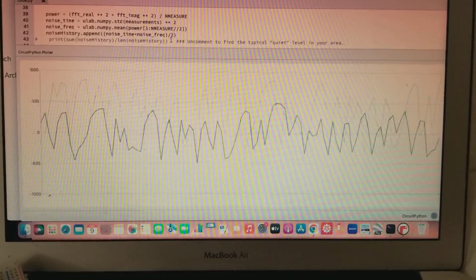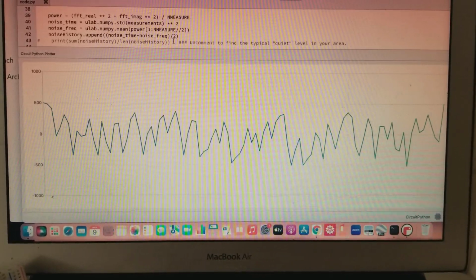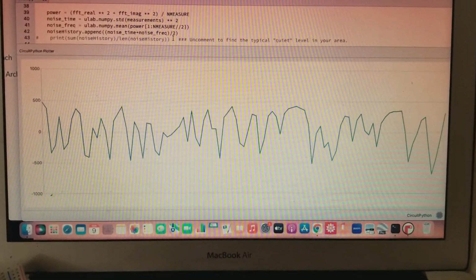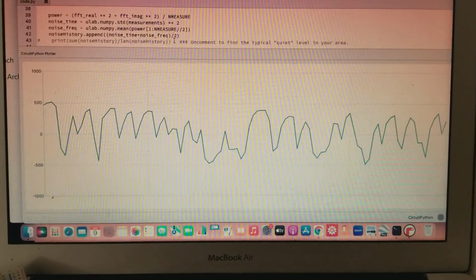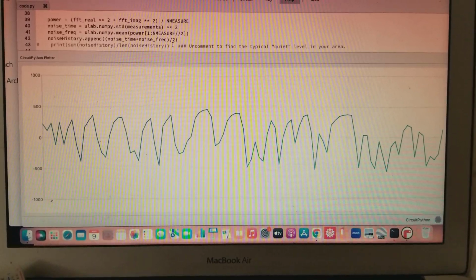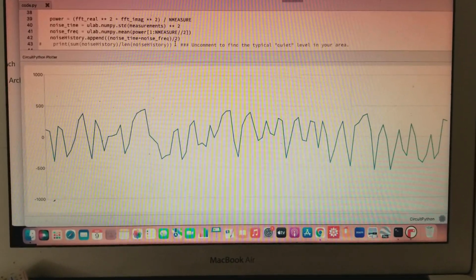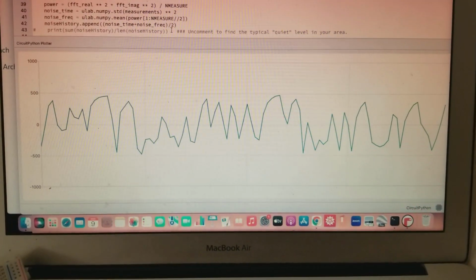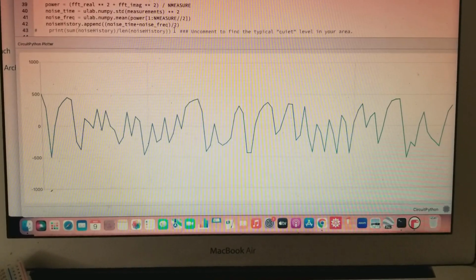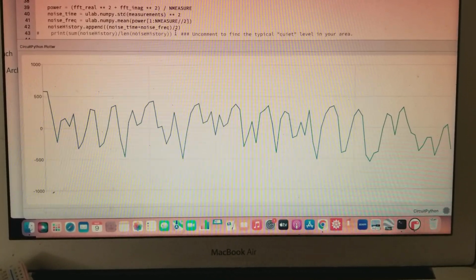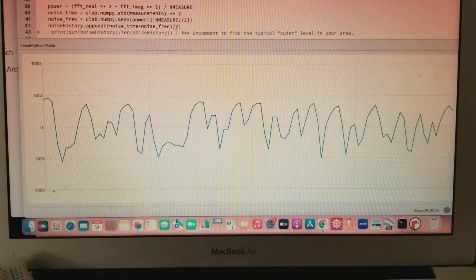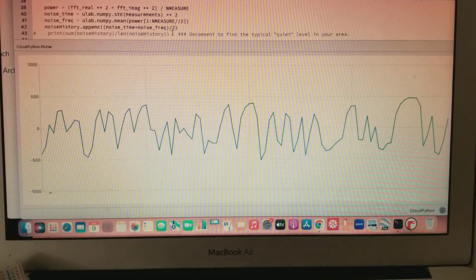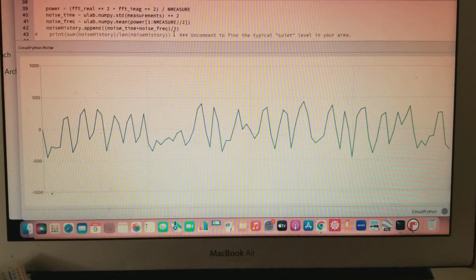It's not particularly informative. However, when we play a frequency into the microphone, it should become much more clear. So I will demonstrate by playing an 800 Hertz tone into the microphone and show you what the graph looks like. Warning in advance, it is fairly loud, so please turn your volume down. I'll start this in 5, 4, 3, 2, 1.